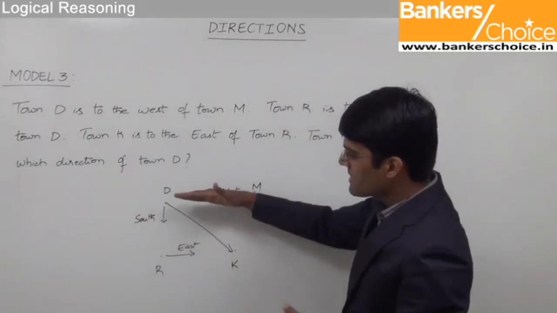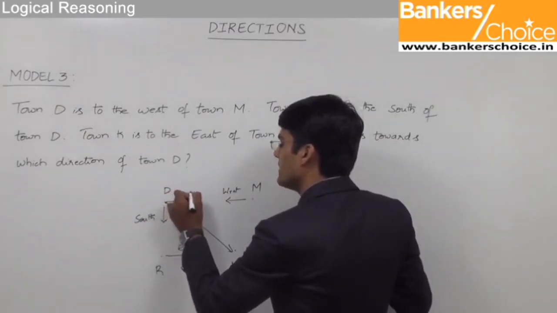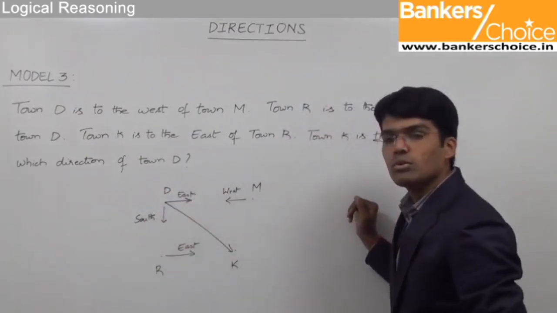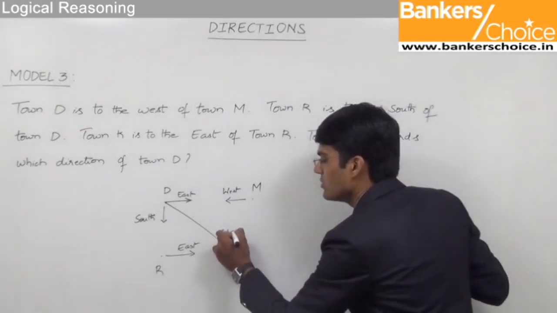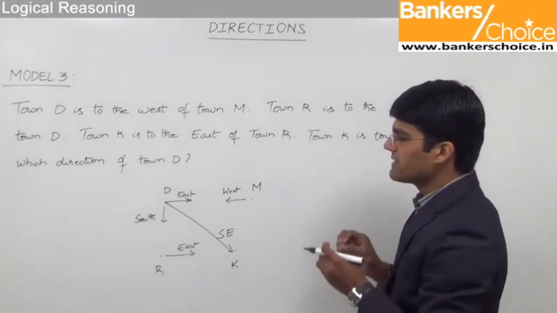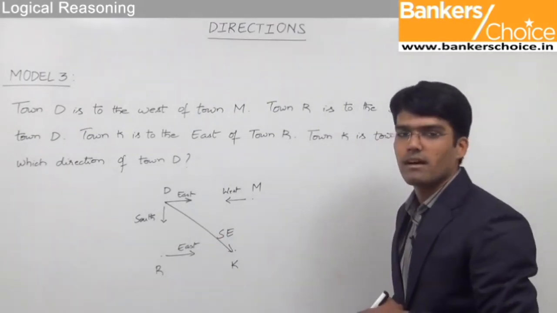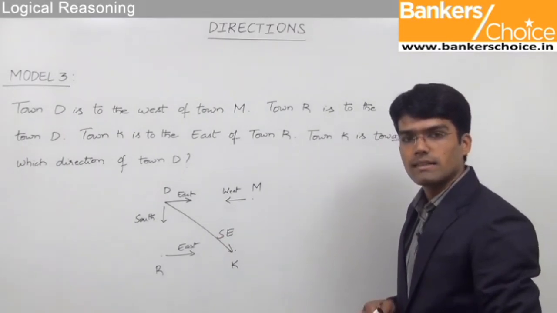And as this comes in between the south and the east of town D, this can be taken as southeast. So we can say that town K is towards the southeast direction of town D. So this is how we can simply mark the given positions of the towns and find out the direction of one town with respect to the other town.